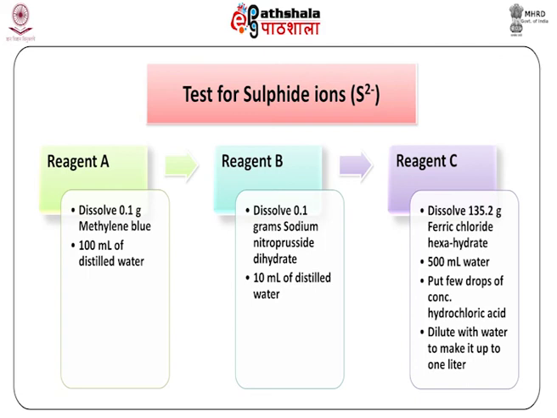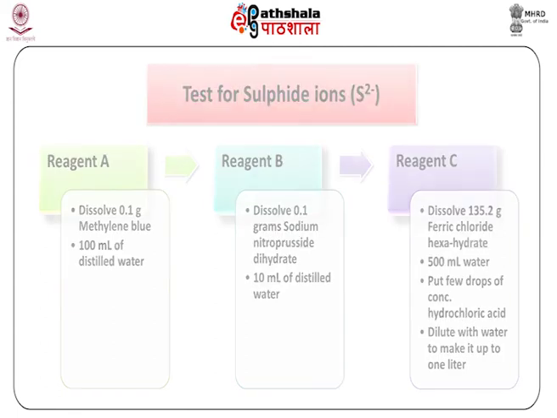Reagent C. It is prepared by dissolving 135 grams of ferric chloride hexahydrate in 500 milliliters of water. Put few drops of concentrated hydrochloric acid and dilute with water to make it up to 1 liter. In case the solution turns dark, add more hydrochloric acid.